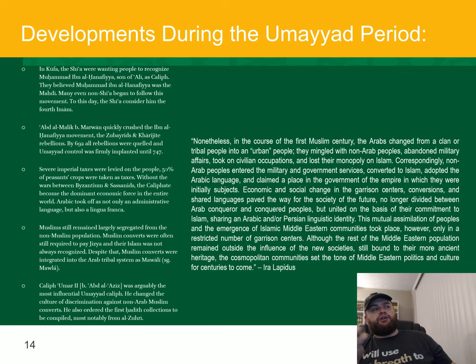And Muslims still remained largely segregated from non-Muslim populations. They were not living intermixed. They still lived in the Amsar, or these barracks or garrison towns that were separate from the main city. They were just outside the main city, and they administrated over the city.